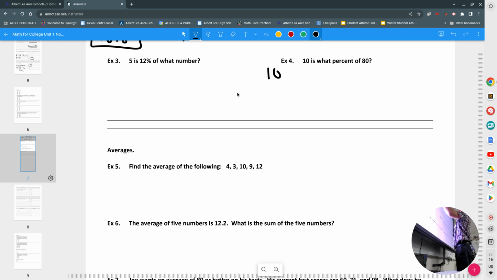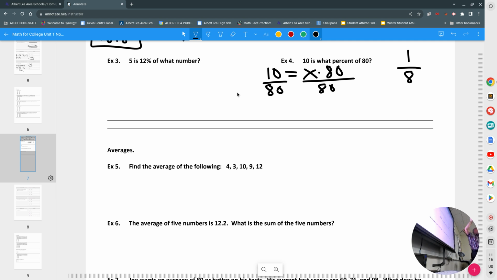Okay, you should have 10 equals what percent? So say x times 80. You should have something like that. Okay? I want to solve that. What do I do to both sides? Divide by 80. 10 over 80 is the same as what? 1 over 8. So you want to figure out what 1 over 8 is as a percent.